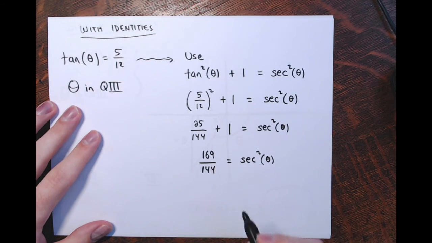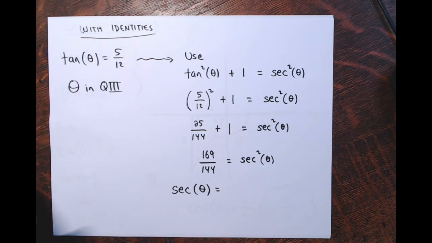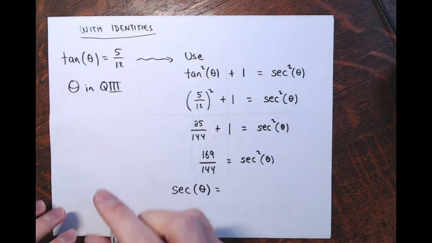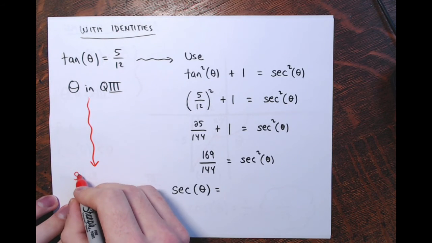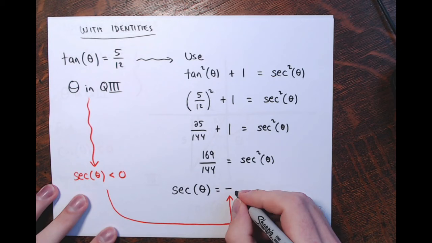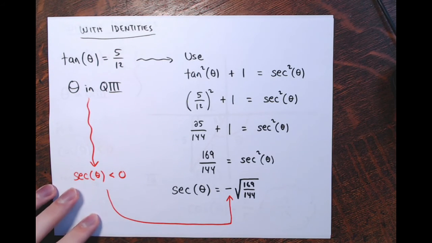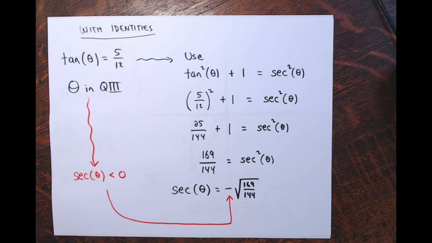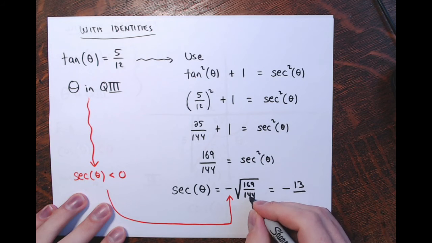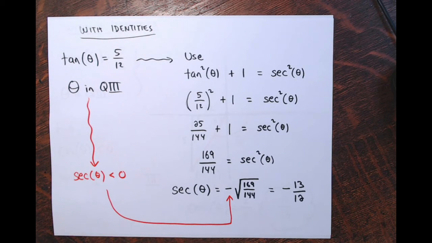Now this is what the secant of theta squared is, so the secant of theta will be plus or minus. Now theta is in quadrant 3. Because theta is in quadrant 3, the secant of theta will be negative, so I'm going to use the negative square root of 169 over 144. If theta was in quadrant 1, then I'd use the positive square root. But the secant of this angle will be a negative number, so I'm using the minus square root. The square root of 169 is 13, the square root of 144 is 12. So using this Pythagorean identity, the secant of theta is negative 13/12.